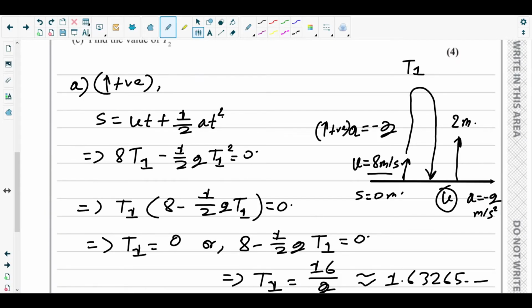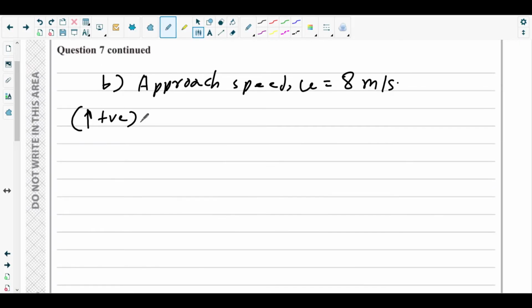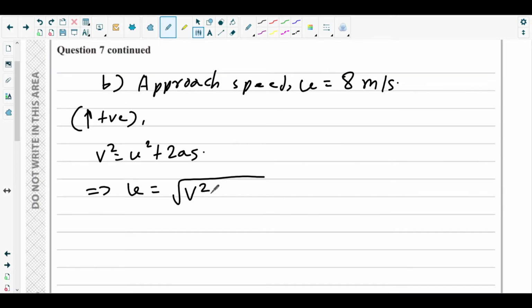So 2 meter is basically the maximum height, right? At maximum height, final velocity would be 0 meter per second. That's it. So we can easily find out the rebound speed using this formula. We know the final velocity, we know the displacement, and we know the acceleration. So v squared equals u squared plus 2as. We need to find out u, so u would be square root of v squared minus 2as, right?